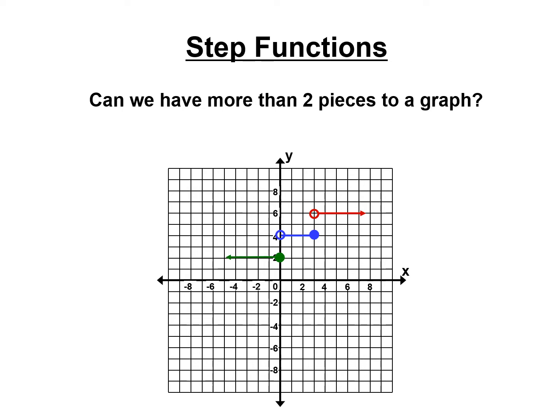All right, so this is a step function. Notice it has 3 horizontal segments there. We have 2 rays, so it has 3 pieces. There's a piece that's green where x is less than 0. There's a piece that's blue where x is between 0 and 3. Now it includes 3 and not 0. That's why open and closed circle. And then it has a third piece where x is greater than 3.